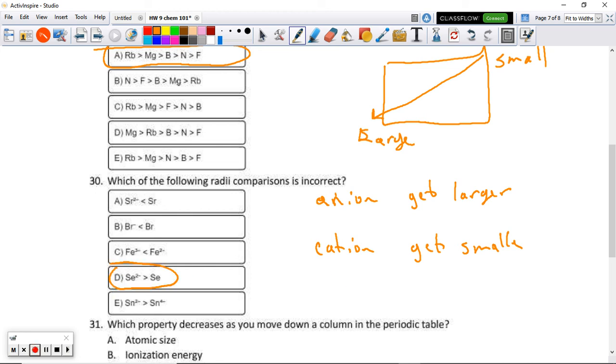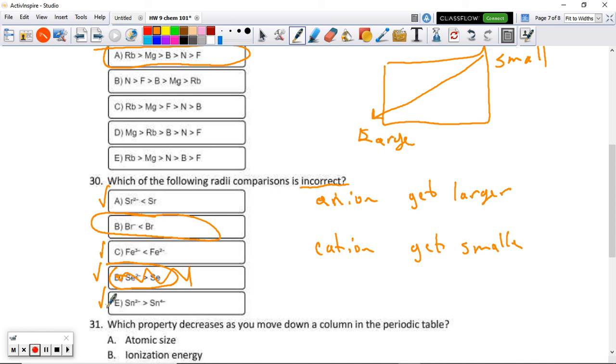So D is the correct answer. Se negative 2 is greater than Se. Sorry, that's a 2 plus. Bromine -1 is less than Br. It's incorrect. Sorry, I was looking for the one that was incorrect. So that one's correct, that one's correct, that one's correct, and that one's correct. I misread the question, so we're looking for the one that's incorrect.